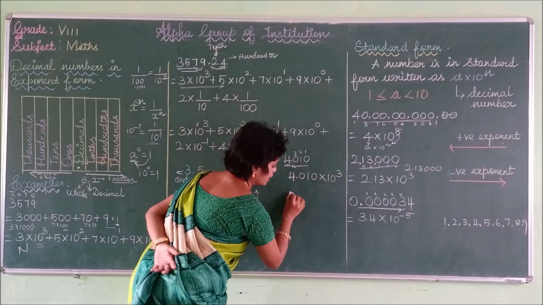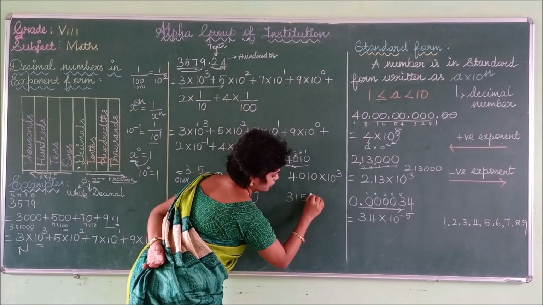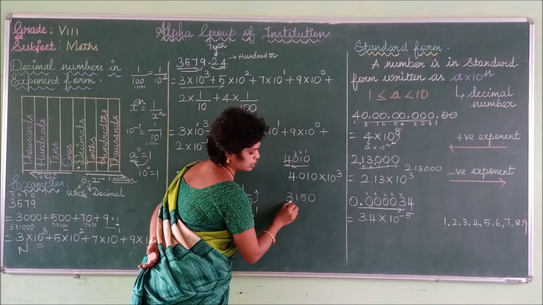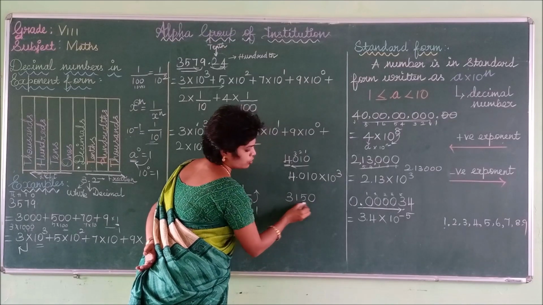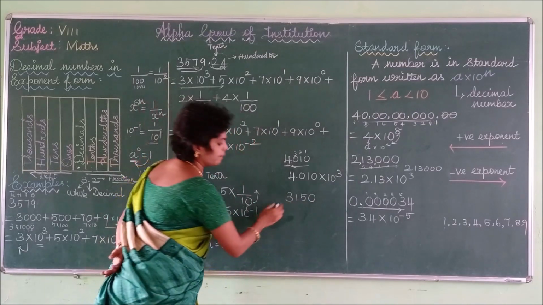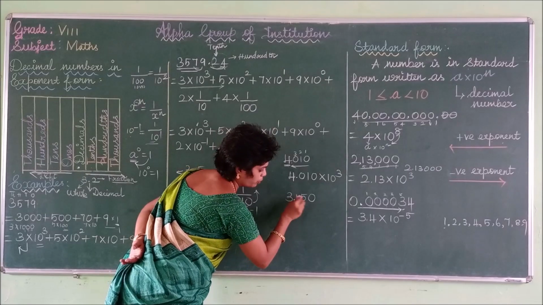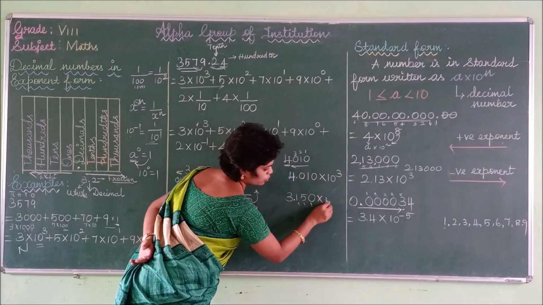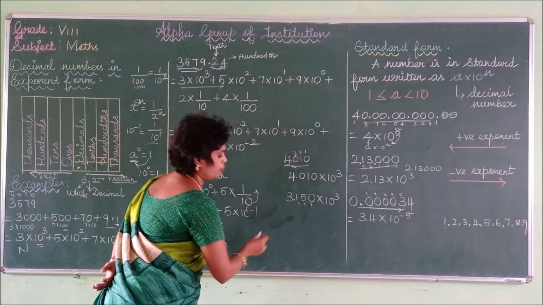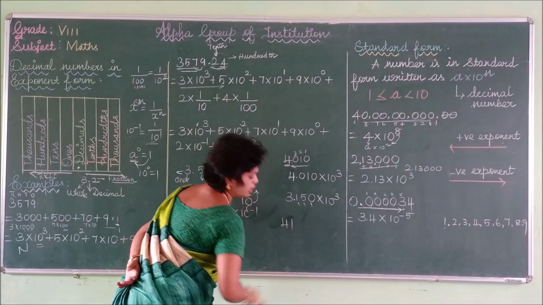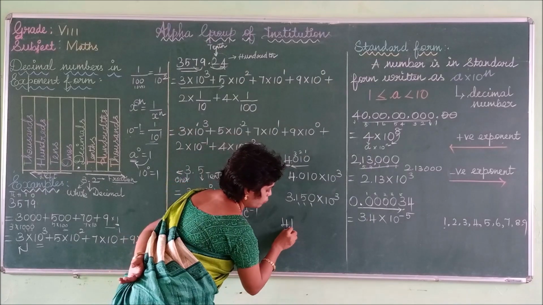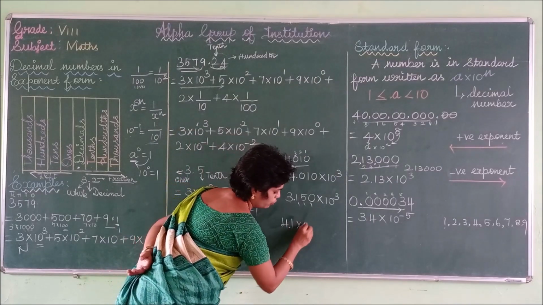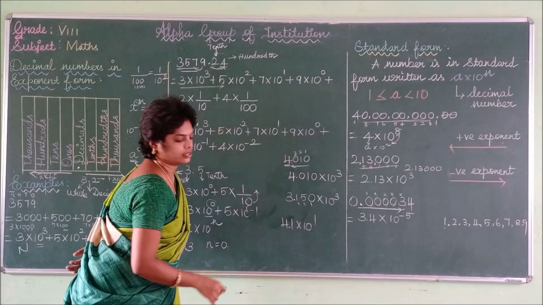So listen carefully. Another example. If it is like this, 3150, you have to put the decimal point after the first number only. How many steps you are moving? 1, 2, 3. So 10 to the power 3. If it is 41, you are moving only one step, so you have to keep the power as 1.